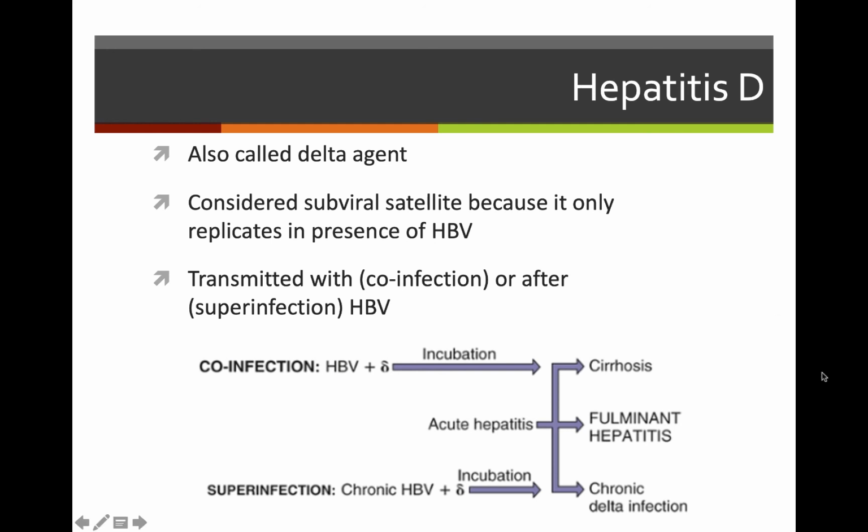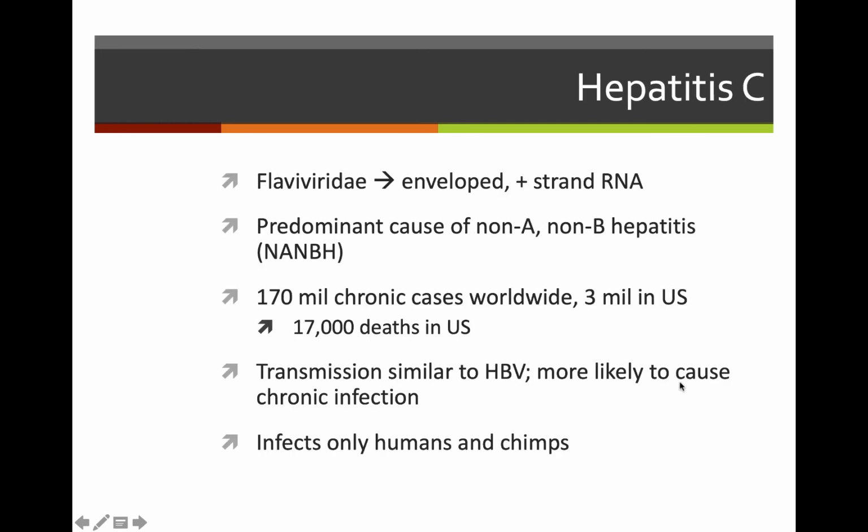But what happens is, again, with that co-infection or even super infection, you're more likely to develop cirrhosis, chronic infection, and of course that fulminant hepatitis. Okay, so that's hepatitis D. Now we'll go to C.